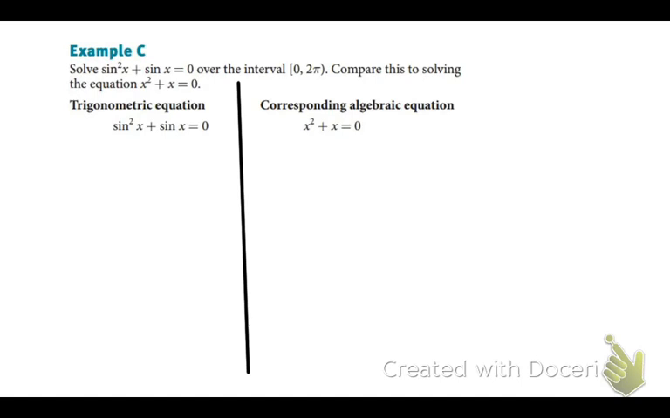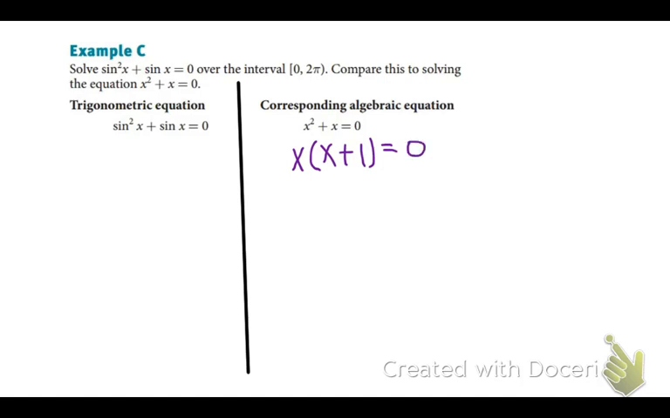What would we factor? Do we have a greatest common factor? Yes, we do. What do they have in common that we can take out? X. So we would take out the x. So x squared divided by x would leave us with x, and plus x divided by x, 1.